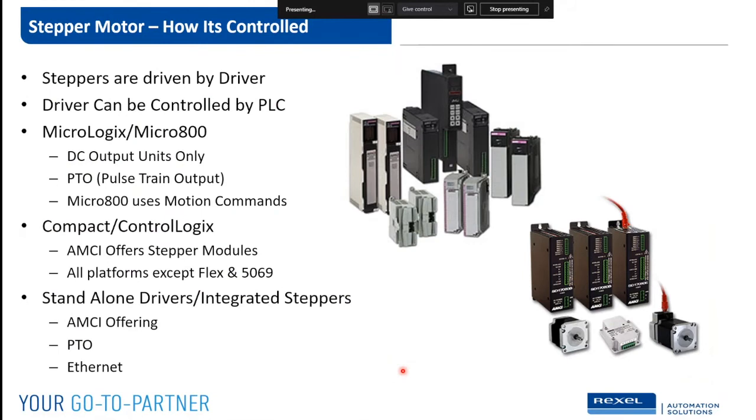How is this controlled? Now, we offer products from AMCI, and steppers are driven by a driver, okay? So kind of like a motor gets driven by a PowerFlex drive, steppers will have a driver that will send out those pulses to the stepper motor. We offer, like in this case, a stepper motor that has the driver integrated and just gets a simple Ethernet connection to it. And you can send messages, commands to that stepper to move to a certain position at a specific speed.